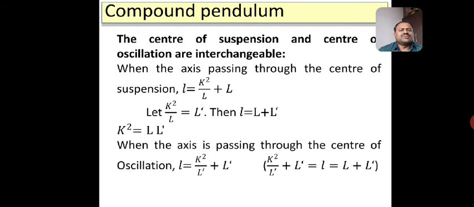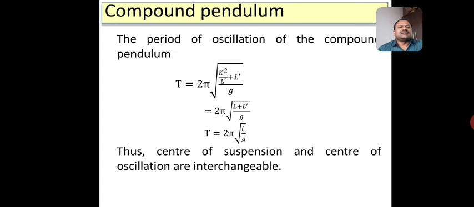Now let us put k square by l as l dash. Then capital L is equal to l plus l dash. So k square is equal to l into l dash. When the axis is passing through the center of oscillation, then L becomes k square by l dash plus l dash. Here again k square by l dash is nothing but l. Therefore, you will get L as k square by l dash plus l dash.